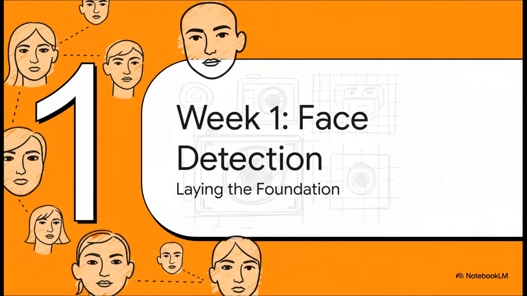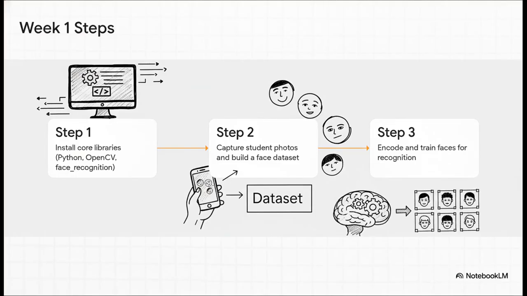So, first up is block 1. Week 1 is all about building the foundation. Before you can do anything fancy, you have to get the basics right. And for this system, the most critical fundamental skill is teaching it how to see and recognize faces. Seriously, if this part doesn't work, nothing else matters. So how do we actually do that? Well, it breaks down into 3 pretty logical steps.